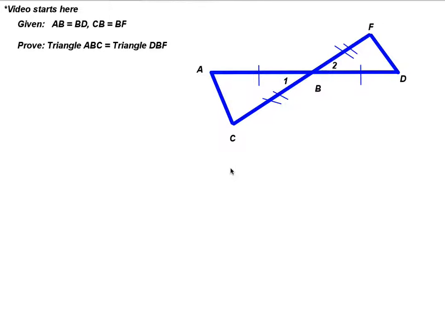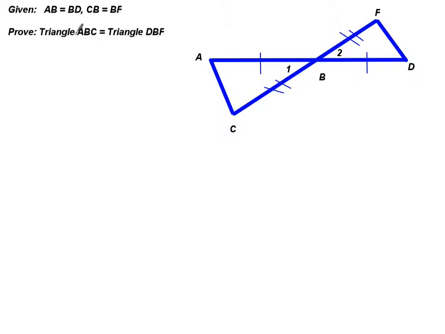Start proving triangles are congruent. So let's look at this proof. Here I'm told that segment AB equals BD, which I already marked off for you. And we have that CB equals BF, which I also marked. We want to prove that triangle ABC is congruent to triangle DBF.